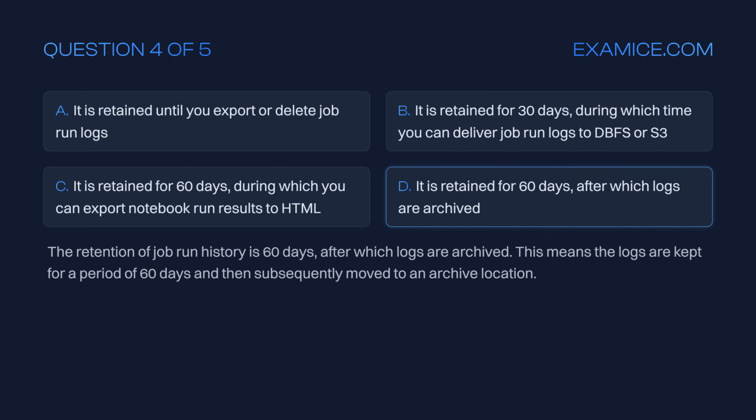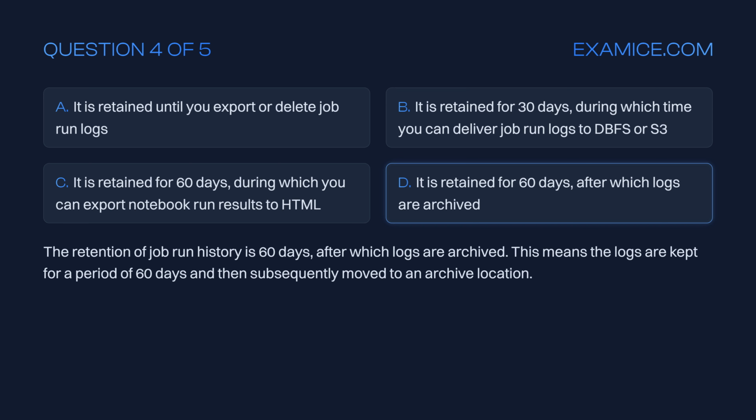The answer is option D. The retention of job run history is 60 days, after which logs are archived. This means the logs are kept for a period of 60 days and then subsequently moved to an archive location.